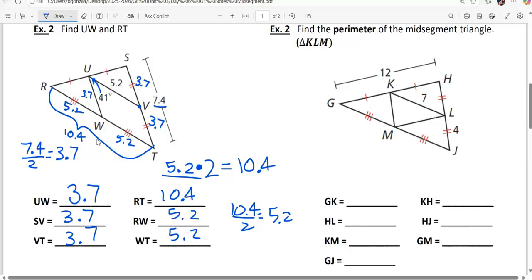Just remember, if you know GH, the whole thing, the mid segment ML is half. If you know the mid segment KL is 7, you know GJ, the parallel side, is double. If you know LJ, half of it is 4, the other half LH is 4. Okay, so try to fill that in. I'll give you a minute.